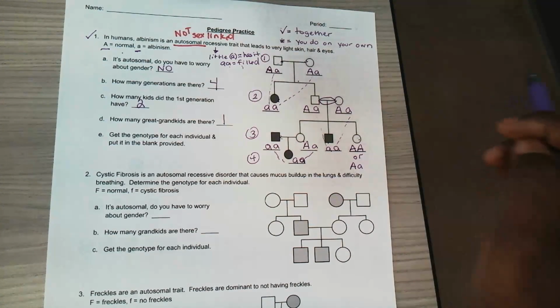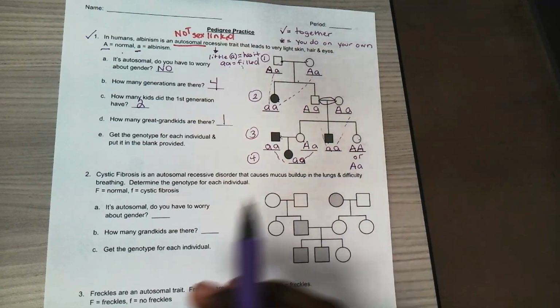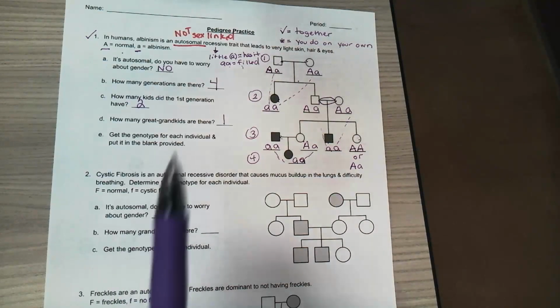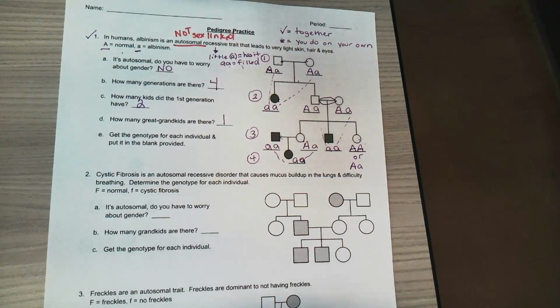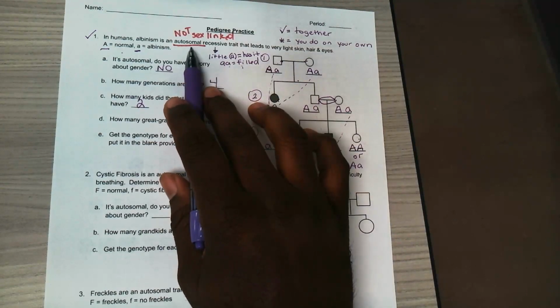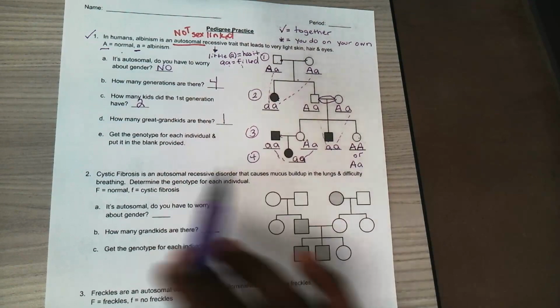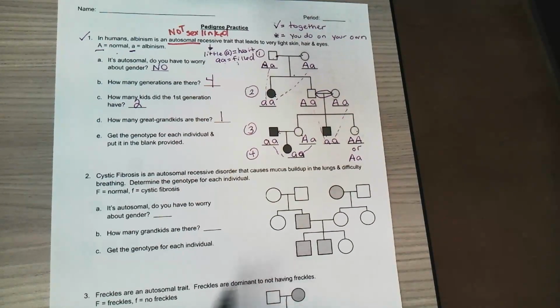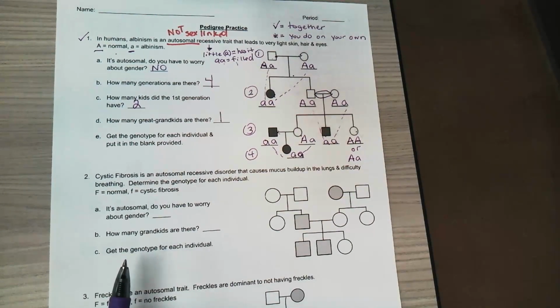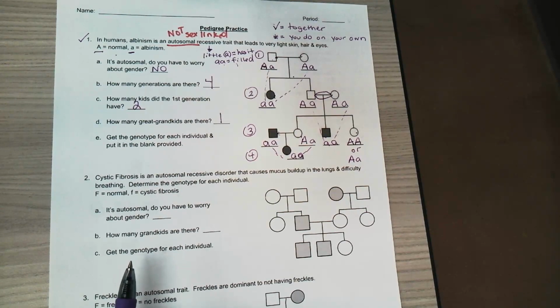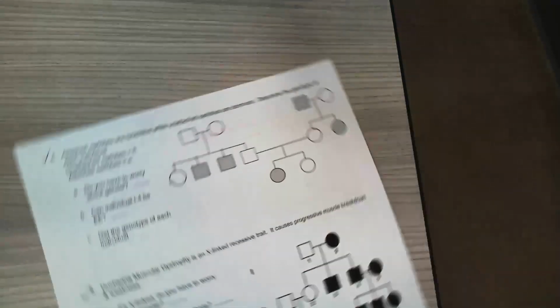Everybody get that? If not, go back, watch the video again, rewind if you need to. This is the same process I would go through every question. If it tells you if it's autosomal or recessive, and then figuring out what's the easiest thing you can fill in. So let's flip it over. Hopefully you got that. Give you a few seconds. All right, let's flip it over.